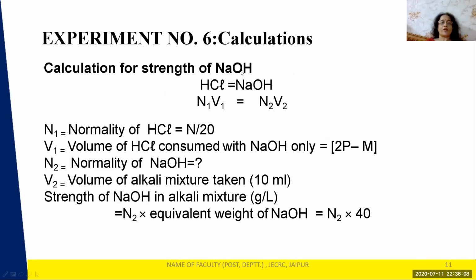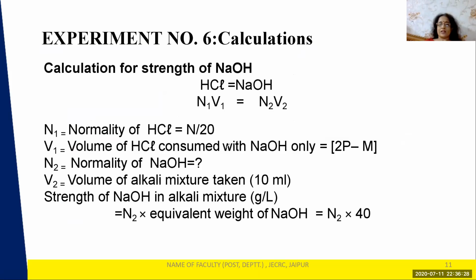So this is the formula for calculating strength of sodium hydroxide. We will use the concordant readings obtained in our observations. This is the normality equation, that is N1V1 = N2V2. What is N1 here? That is normality of HCl, which is N/20.